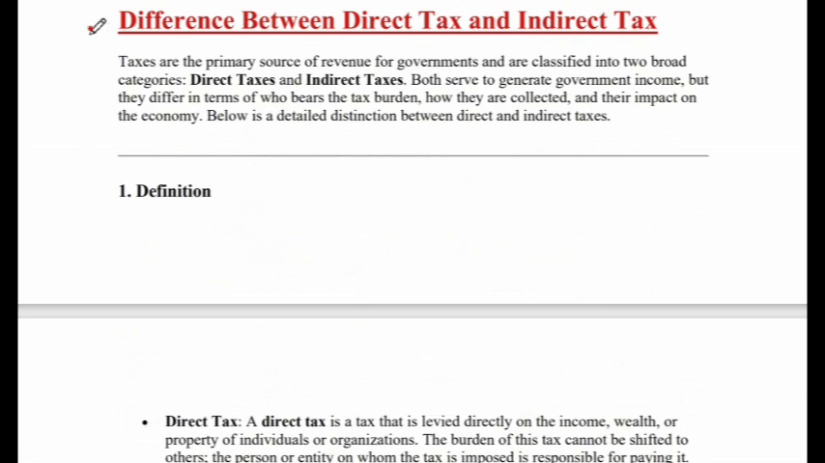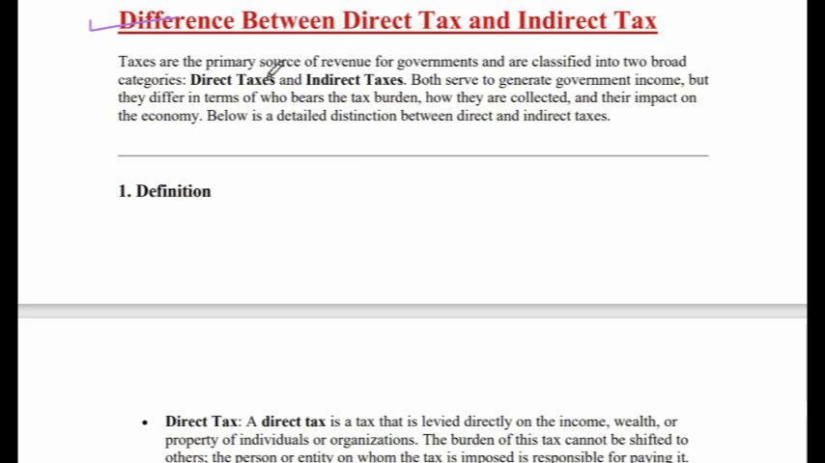Okay, next question is the difference between direct tax and indirect tax. In the earlier videos we had looked at direct taxes like income tax, wealth tax, property tax, gift tax. We had studied in the earlier video. Now we are doing the comparison between direct tax and indirect tax.